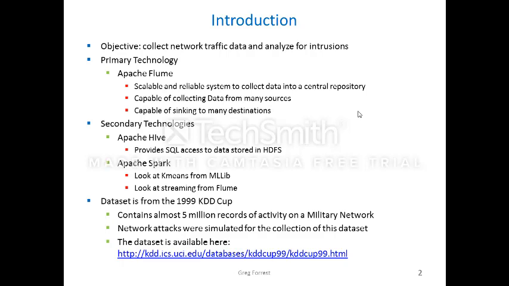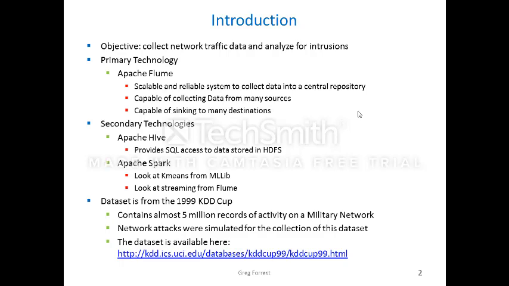The primary technology is Apache Flume, which is a scalable and reliable system to collect data from many sources and pool it into a centralized repository. Apache Flume is capable of collecting data from many different types of sources and also syncing to different types of destinations.